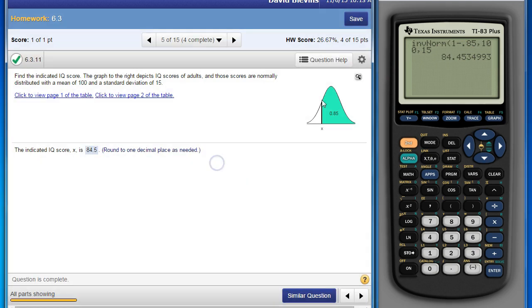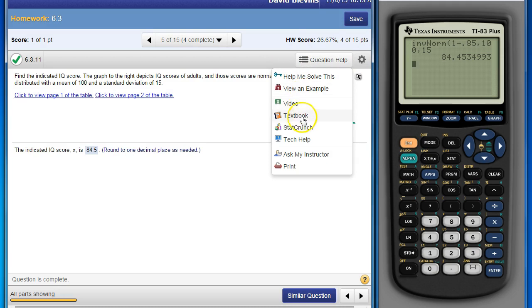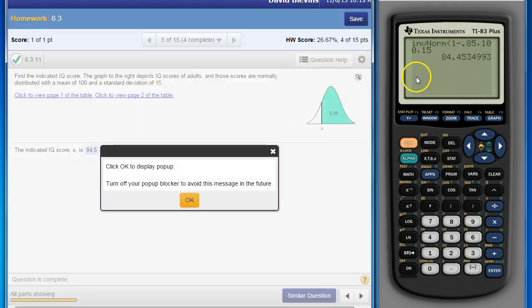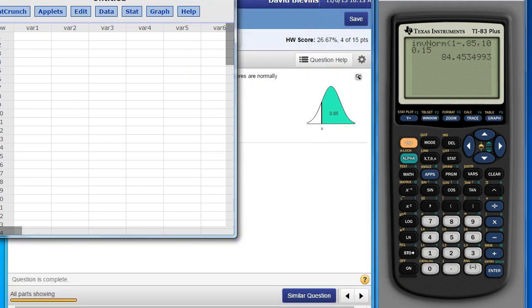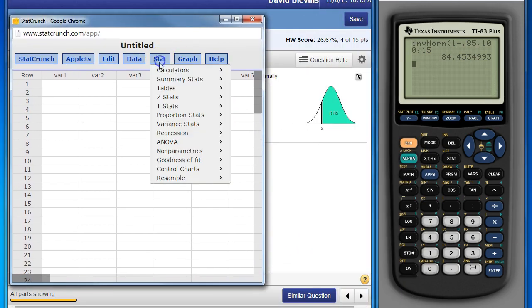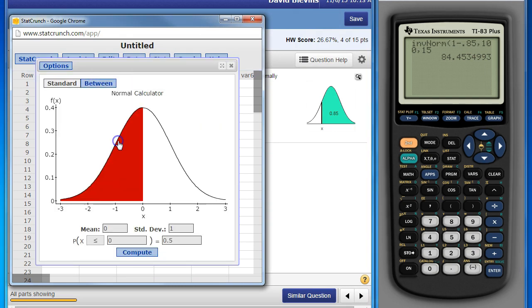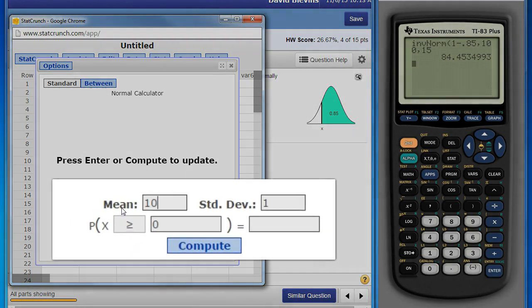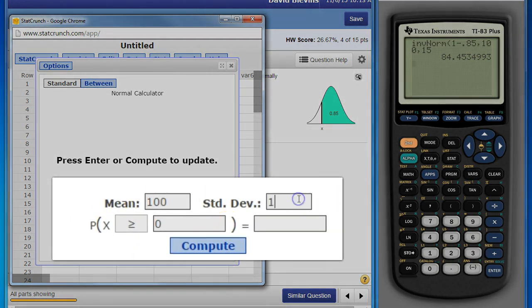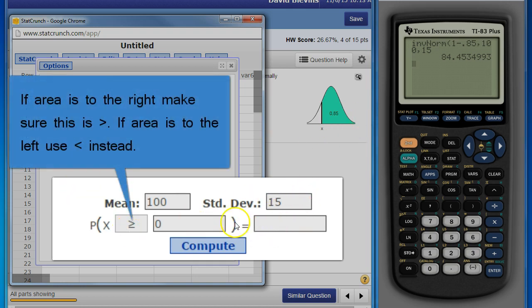Alright, StatCrunch, same thing. The only difference is with StatCrunch we don't have to make this adjustment. We can just go ahead straight into the calculator, and it has the ability to switch this to go to the right side. Alright, so the mean is 100, standard deviation is 15, and we know the area on the right side is 0.85. That goes blank, compute, and there's that number again.